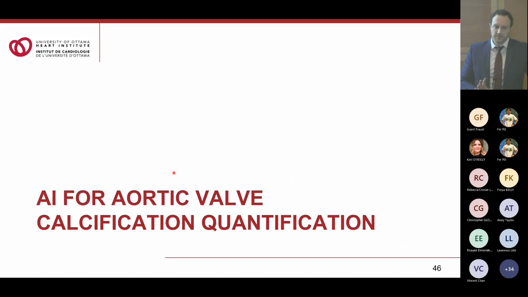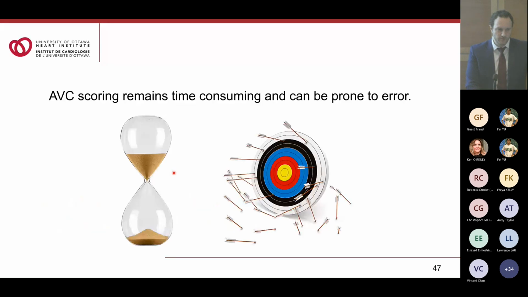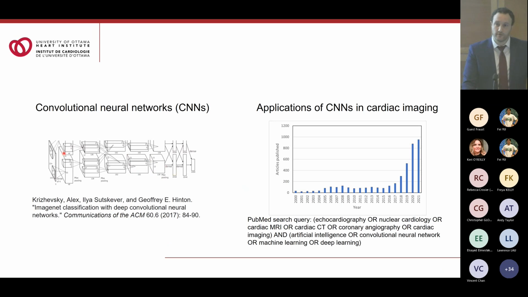So now I'd like to switch gears and talk a bit about the work that we've been involved in at the Heart Institute. We know that aortic valve calcium scoring using CT can be time consuming, despite now being recommended by guidelines, and can be prone to errors in centers that are not as used to and experienced in doing this type of measurement. Recently, convolutional neural networks have been developed and are now heavily used in cardiac imaging, with now well over 1,000 publications a year on the topic. So definitely a massive impact.